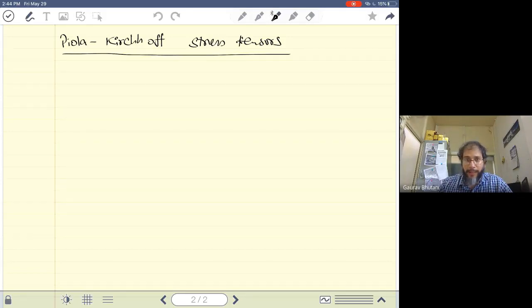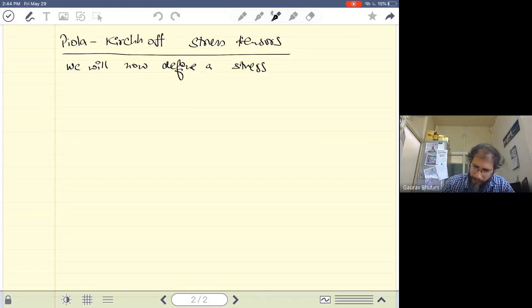We will now define a stress vector. Okay, so this stress vector is slightly different from the one that we had defined earlier. This stress vector is defined on surfaces with their normals in the material coordinate system. So let me write that first and then I'll draw a figure to explain.